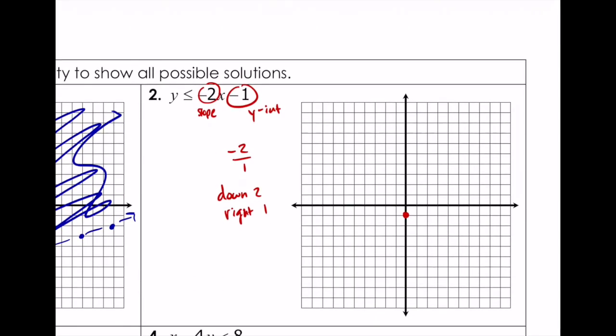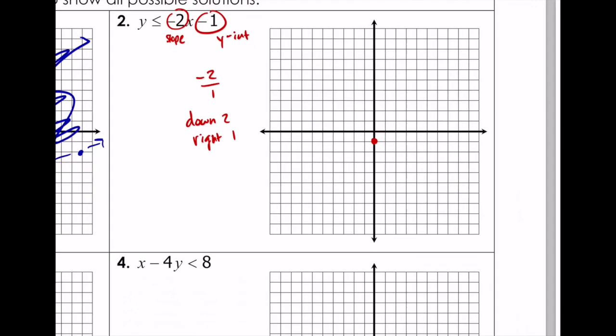So let's talk about that a little bit up here. Let's say I had -3/4 as my slope. That negative on the top means go down 3 and then go right 4. And what if I had +3/4 as my slope? That means go up 3 and to the right 4. The only thing that the negative changes is whether you go up or down. So if it's negative, you go down. If it's positive, you go up.